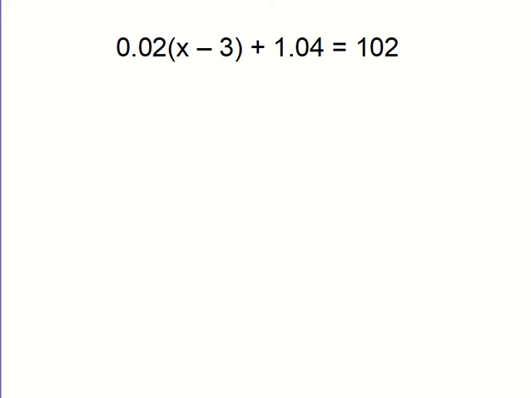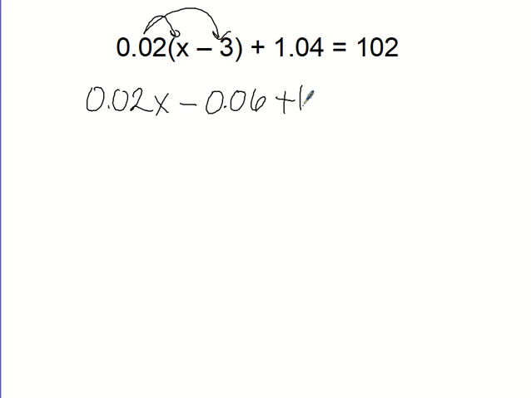Go ahead and pause. Let's have you do this, see how it goes, and then watch the process of how I decide to do it. But it's really up to you and how you want to do it. I would just like to distribute first, get rid of that parentheses situation. So 200ths x take away 600ths x, right? I'm just going to multiply by 3. Plus 1 and 400ths equals 102.